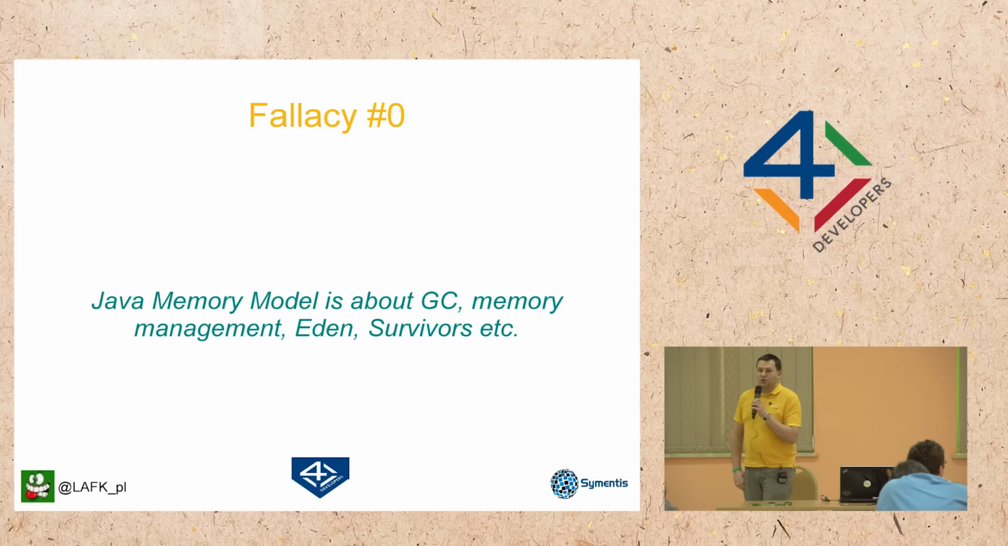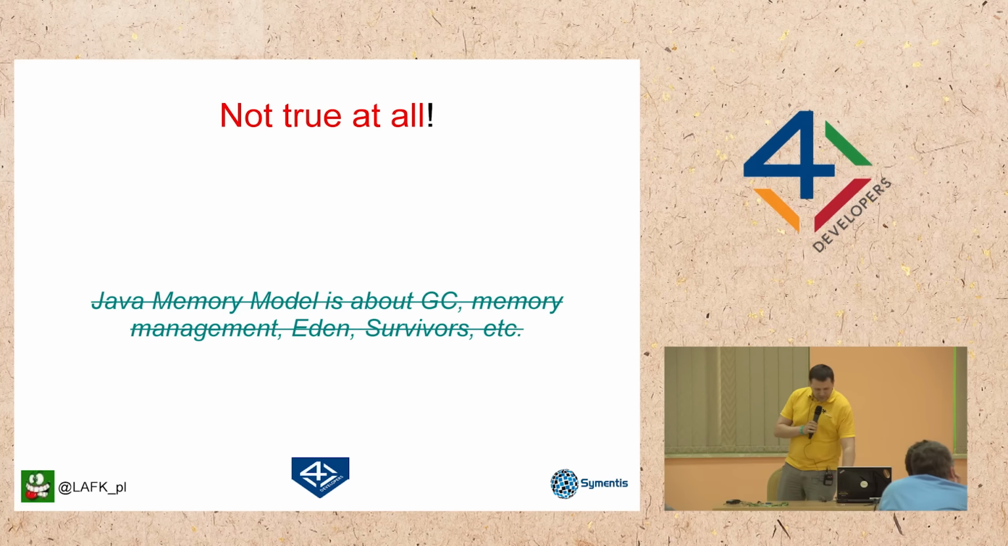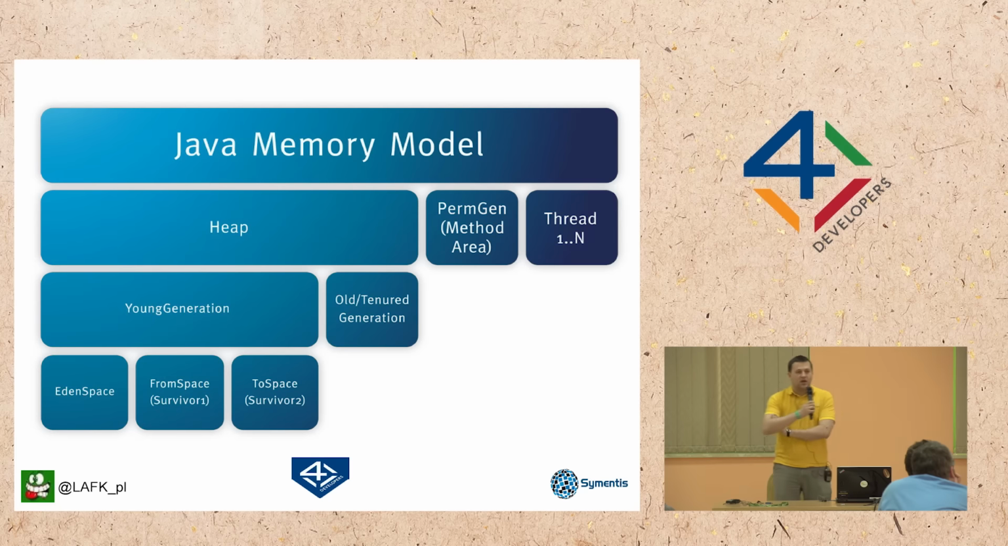Fallacy number 0: the Java memory model is about garbage collection. It's about Eden, survivor, tenured spaces, memory management. Whoever has seen or read any source or actually witnessed somebody making that claim? Hands up. So, is it true? I see some heads shaking. Yes, it's not true.